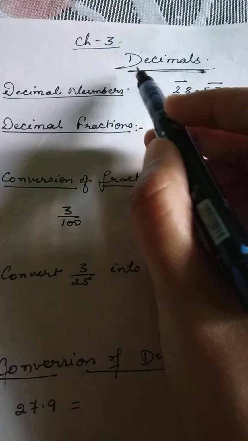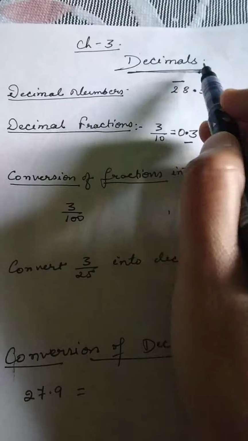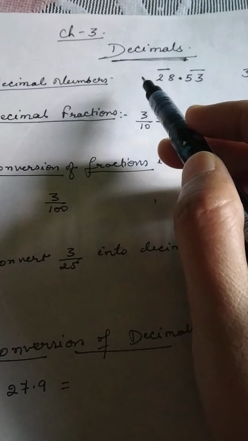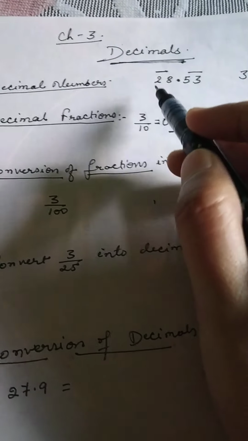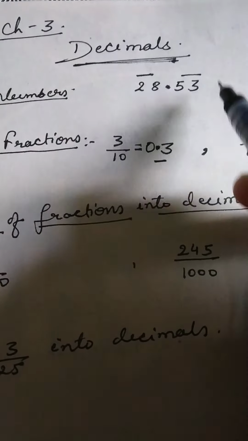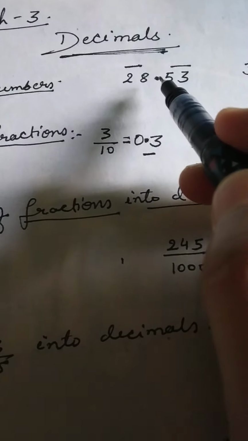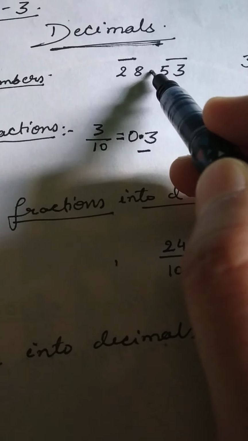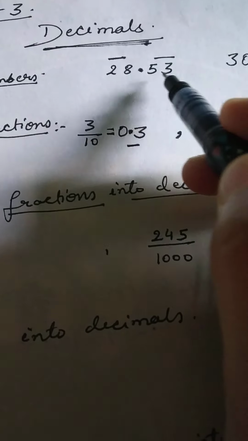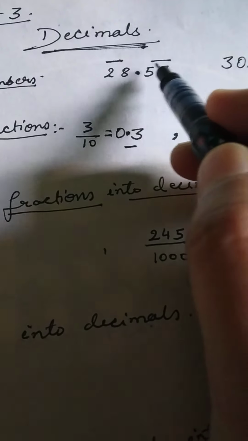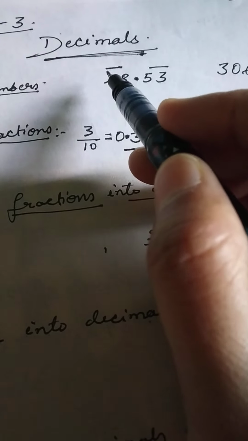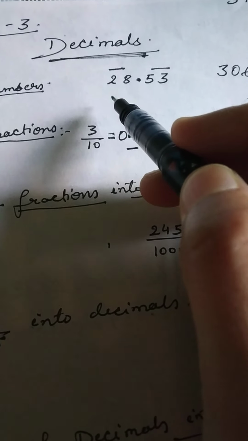Students, let us start the new chapter of maths, that is decimals, chapter 3. What do you mean by decimals? In your previous classes, you have learnt about decimal numbers. Just recall it. The number which appears in this form is called a decimal number, and this is called the decimal point. The decimal point separates the integral part and the decimal part. The right hand side part is called the decimal part, and the left hand side part is called the integral part or whole part.